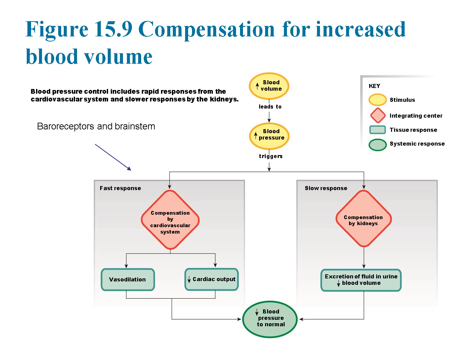The slow response involves the kidneys, which regulate blood volume over a longer period. When blood volume is too high, the kidneys increase the excretion of fluid through urine. By removing excess fluid from the bloodstream, overall blood volume decreases, which in turn lowers blood pressure. Together, these two mechanisms ensure that blood pressure remains within a healthy range, protecting the body from the harmful effects of hypertension and maintaining stable circulation.